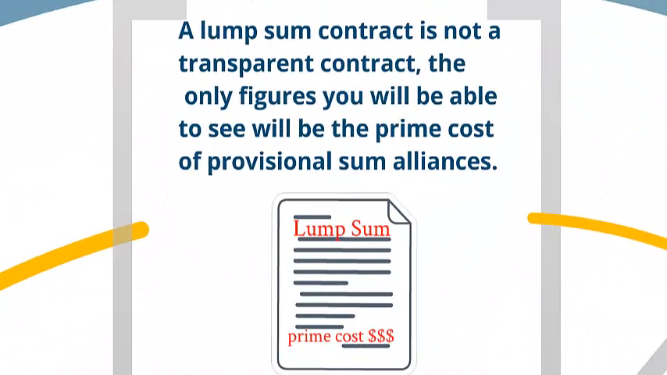Now you've got to make sure that you understand, lump sum and fixed price contracts are not transparent contracts. The only figures that you're going to see when it comes time for the contract are PC and PS items. That's prime cost and provisional sums. A prime cost is something like your appliances. Provisional sums are earthworks. So you won't know how much the builder's making and how much all the other people on the job site are charging to do the work.